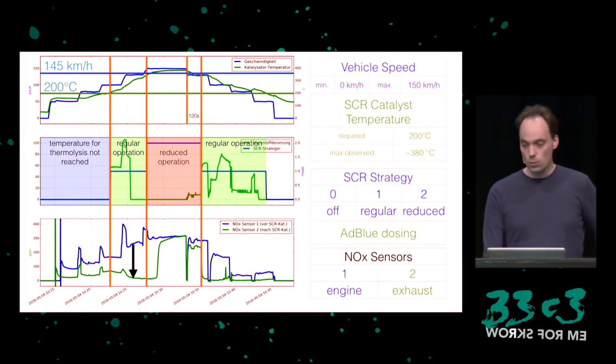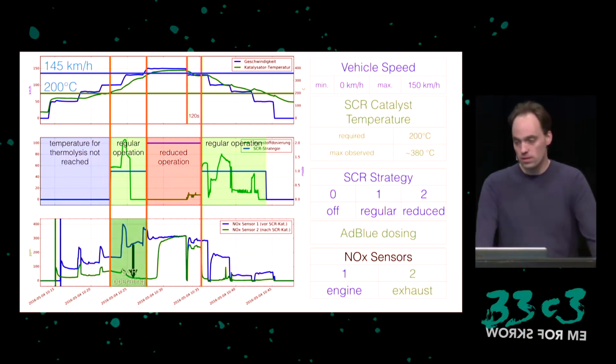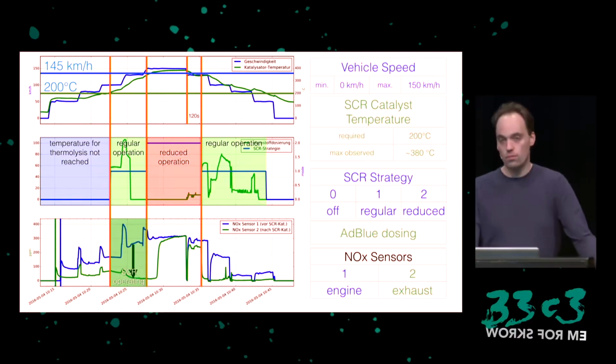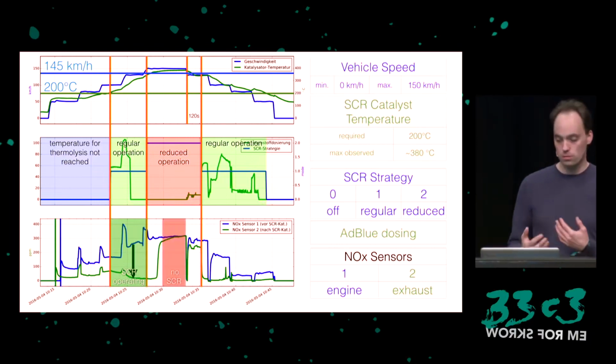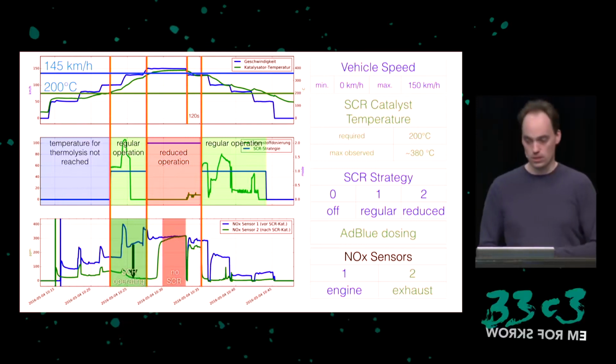And this works for quite a while, and it even keeps working until the catalyst runs out of ammonia, and then it would need more AdBlue to operate. But because we are in the reduced mode, it does not put any more AdBlue into the system. So the SCR basically stops working, and the emission levels reach the engine emissions. The SCR system does not work in this red area.